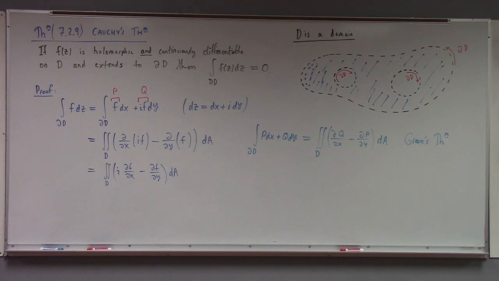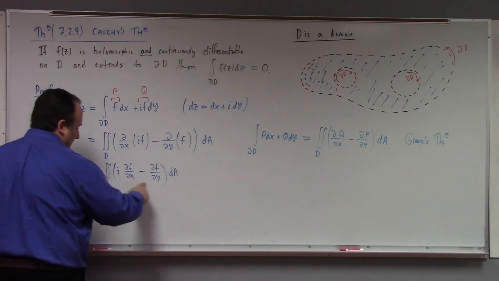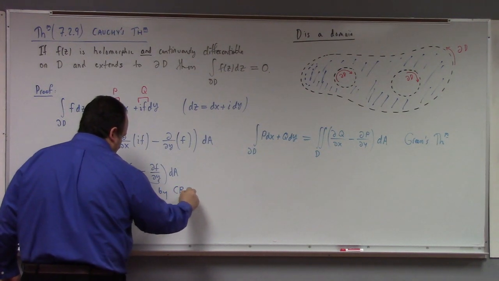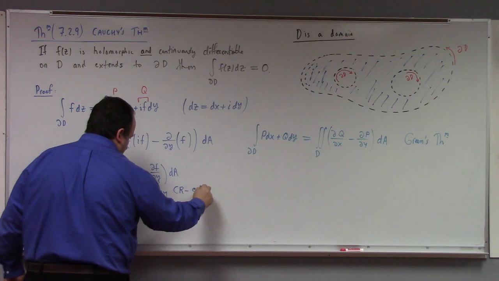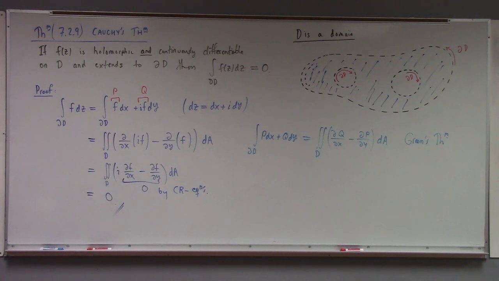0. That is 0. Why? That is 0 because this right here is 0 by Cauchy-Riemann. So there you go. That's Cauchy's theorem. That wasn't bad, was it?